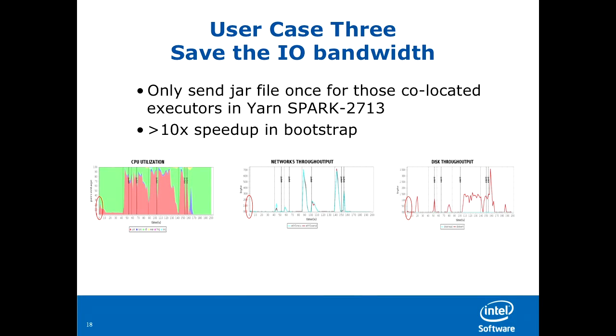The PR number is 2713. In general, we can just send one jar file to all the co-located executors. You can see that now the first stage is so short that the two lines merge together. The CPU increased very quickly, and we didn't see a long waiting time in the runtime. So we can get almost 10 times speedup in the bootstrap phase.